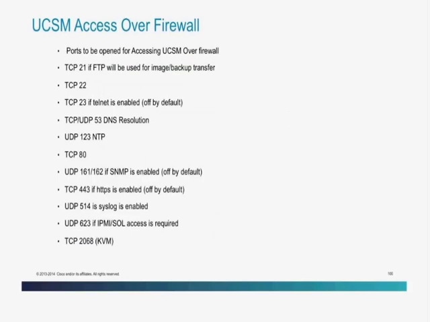For the UCSM to be accessible, please have a look at this slide. These ports need to be allowed. We cannot deny any of these ports for the operations of UCSM. 21 and 22 for FTP and SSH, 23 for telnet, 53 for DNS, 123 for NTP, 80 for TCP, 161 and 162 UDP ports in case you're using SNMP, 443 in case of HTTPS, 514 if your syslog is enabled, 623 if you're using IPMI or serial over LAN, and the most important, 2068 for KVM. Remember, TCP port 2068 is used for KVM. So if you're not able to launch your KVM, be sure that this port is enabled on your firewall.